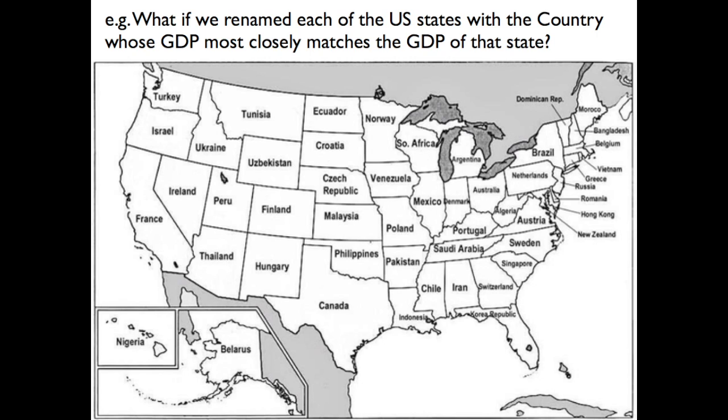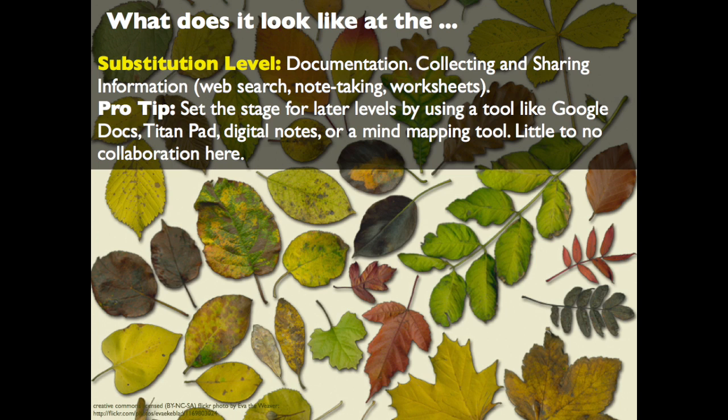So when you notice things like South Dakota has the same GDP as Croatia, and California the same GDP as France, and Texas the same GDP as Canada, that begins to open the door to some interesting questions and explorations and helps to understand differences in lifestyle and wealth across the United States. Prior to the augmentation level is the substitution level, and that's where we all always begin. This is where we start with documentation, basic facts, collecting and sharing information.